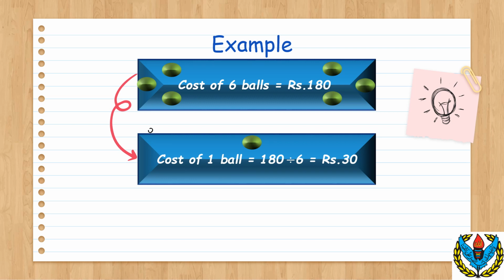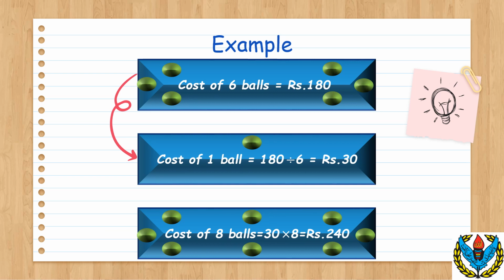What is the second step of the unitary method? In the second step, you multiply the required value, which is 8 balls. You need the value for 8 balls. So you multiply that required quantity with the value obtained for a single unit, that is 30 here. The cost of 8 balls will be found out by multiplying the cost of one ball with 8. What do we get? 30 multiplied by 8 gives us 240 rupees.